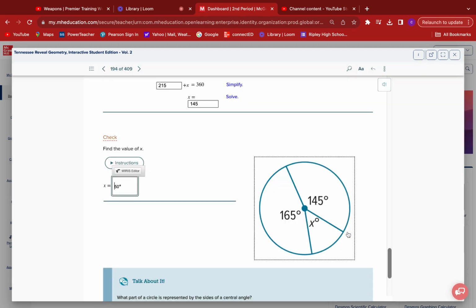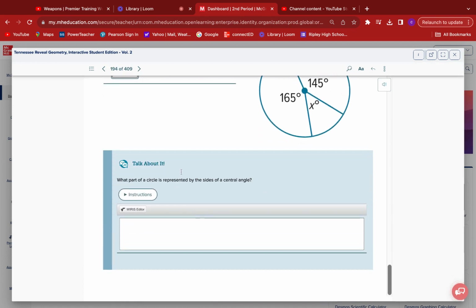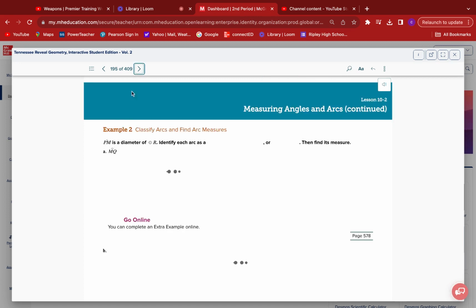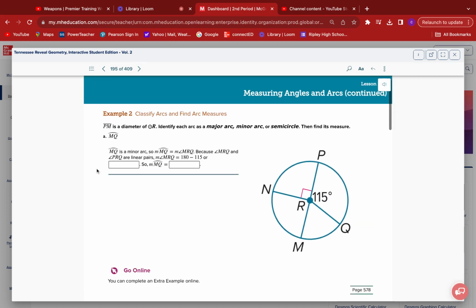Okay, by the way, that makes this arc right here 50. And I'm sure we'll get into that in just a few minutes. Okay, now we're done with that. Move on. Example number 2.